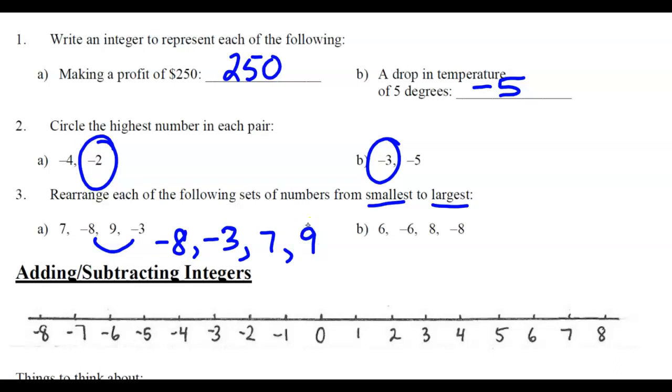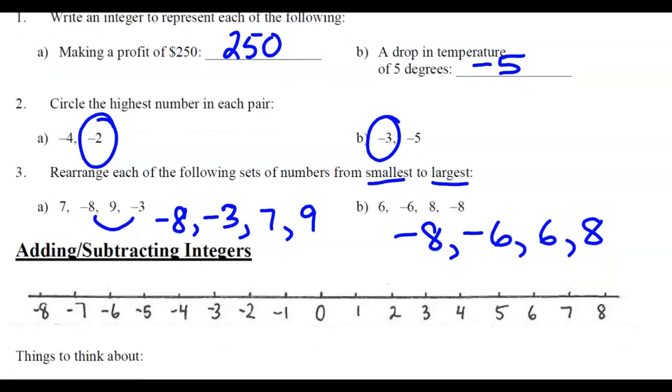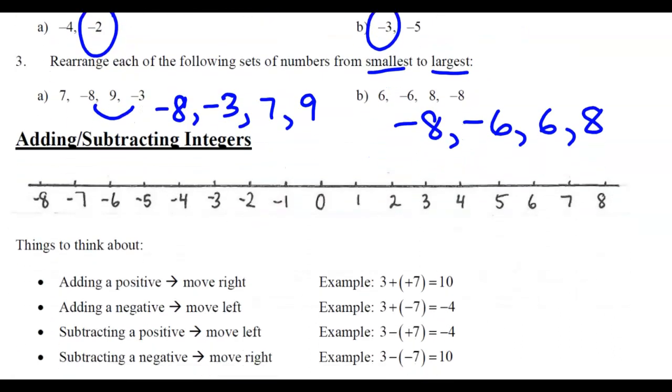If you're thinking temperature. If you're thinking money, then positives would mean you have that money. Negatives would mean you're in debt to someone, right? So if you're in debt $6, that's better than being in debt $8, right? So -8 is the lowest, then -6, and then 6, and then 8. Those are pairs of opposites, right? Because one's positive and one's negative.